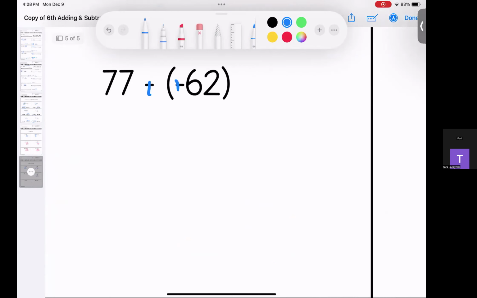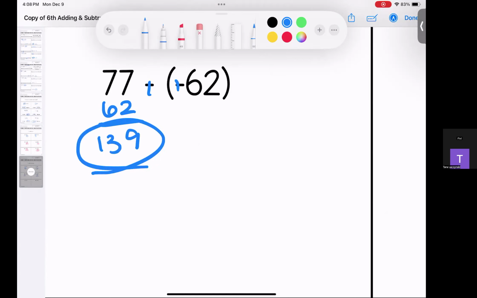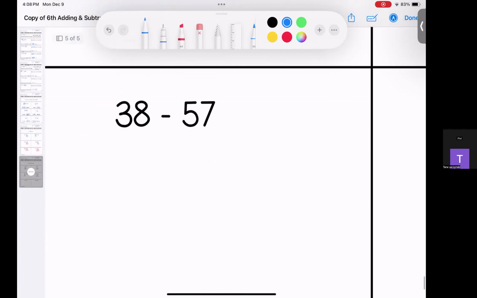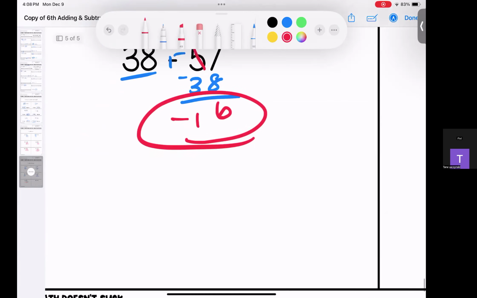Over here, keep, change, change, and add because they agree. 139, and that 139 is positive. Keep, change, change, disagree. That's okay. Just have to subtract them. This is a 6 and this is a 1 and make it negative.